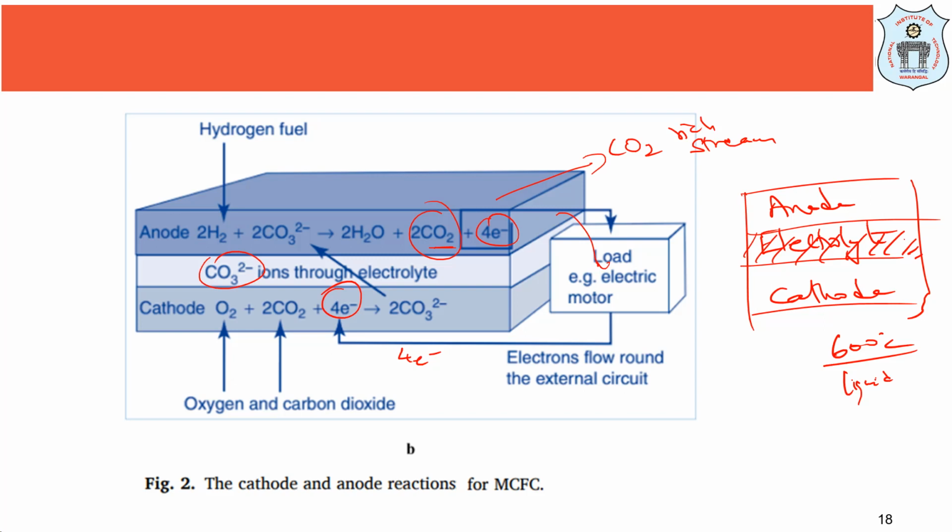So CO2 and oxygen react to form carbonate. That is the reaction that takes place when you are supplying pure hydrogen on the anode side, and oxygen along with carbon dioxide on the cathode side. Okay, so we should be clear on that.